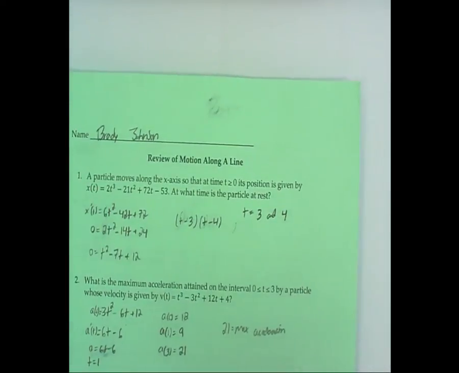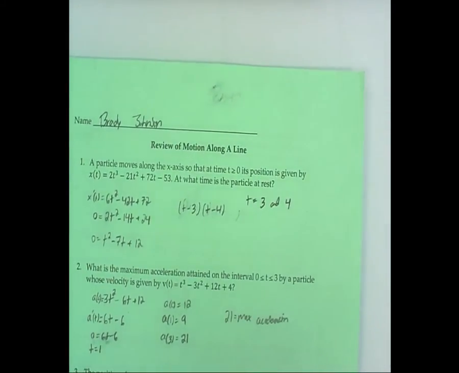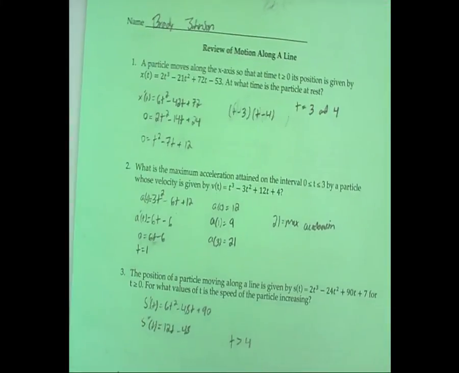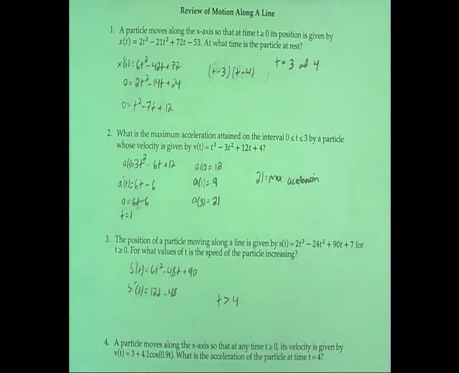All right, number 3. So why don't you slide it up a little bit? Right. There you go. Perfect. The position of a particle moving along a line is given by S of t equals 2t cubed minus 24t squared plus 90t plus 7 for t greater than or equal to 0. For what values of t is the speed of the particle increasing?